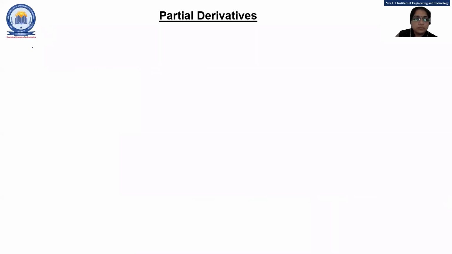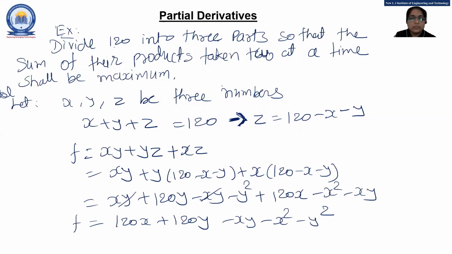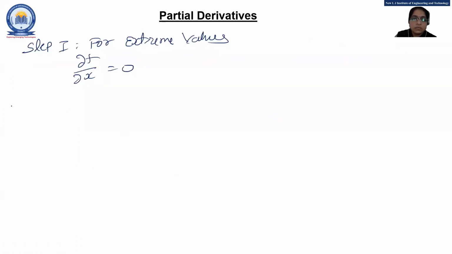So step 1 for extreme values, that is del f by del x equal to 0. So what is our del f by del x? Yes, Kushal, you are also right. What is our del f by del x? That is 120 minus y minus 2x. 120 minus y minus 2x equal to 0. So after rearranging the terms, we have 2x plus y is equal to 120.